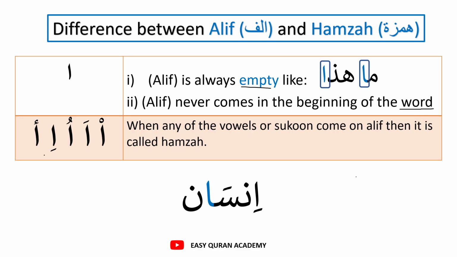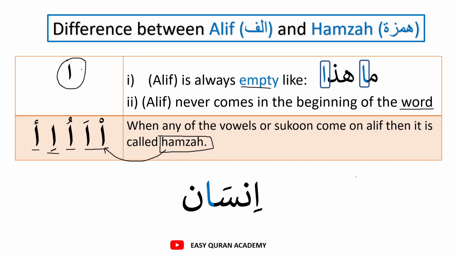Now all of these shapes that we can see over here, for example this one, we might be thinking that this is alif, and this is alif, and this is also, and similarly here and here. However, when any of the vowels or sukoon come on an alif, then it is called Hamza. So now all of these, as we can see over here, are called Hamza. We don't call them alif anymore. What do we call them? We call them Hamza.